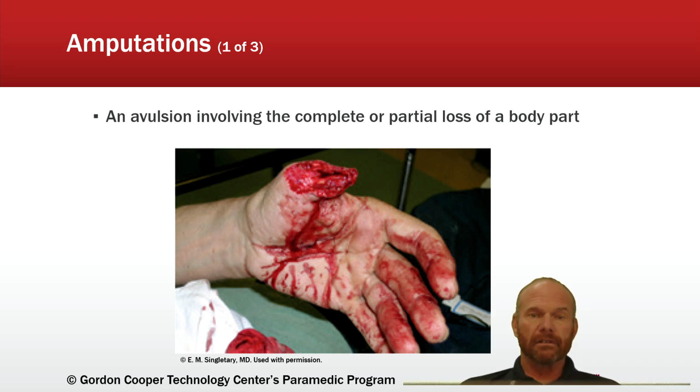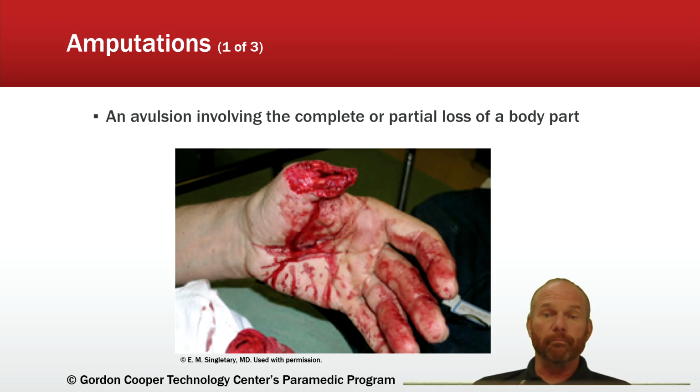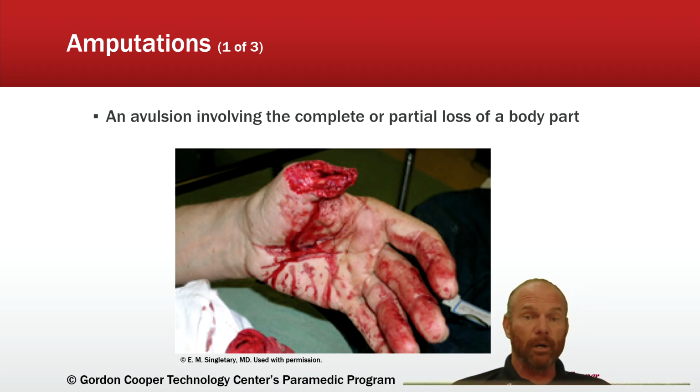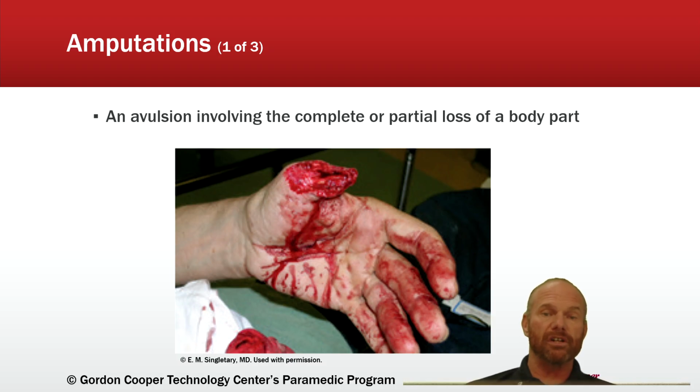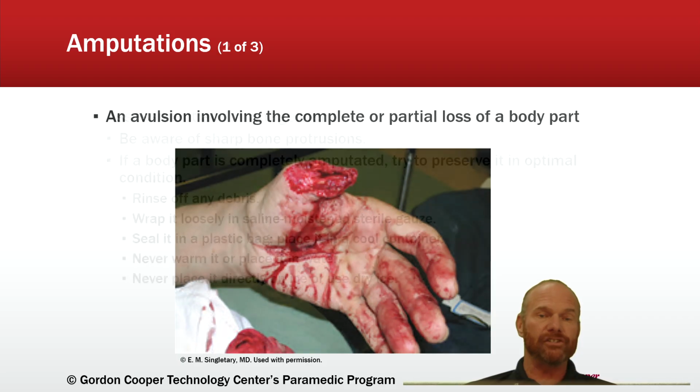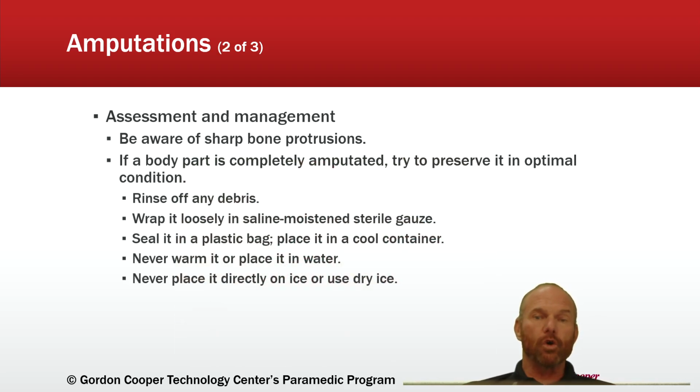Now, an amputation. An amputation is an avulsion involving the complete or partial loss of a body part. With these, hemorrhage can be a real problem. They can be severe and life-threatening. If you think about it, obviously fractures can also be present. And in a partial amputation, soft tissues remain attached. Within these amputations, wound edges are usually going to be jagged, so be aware of sharp bone protrusions during wound care.